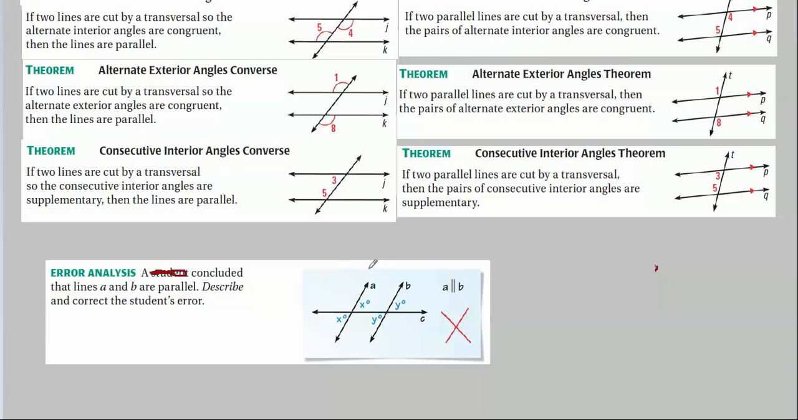Well, if you're getting confused now, just remember that all these are is congruent vertical angles, and that says nothing about whether these two lines are parallel or not.